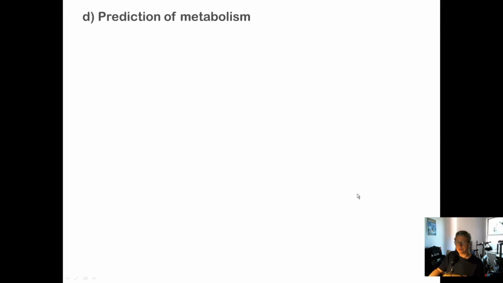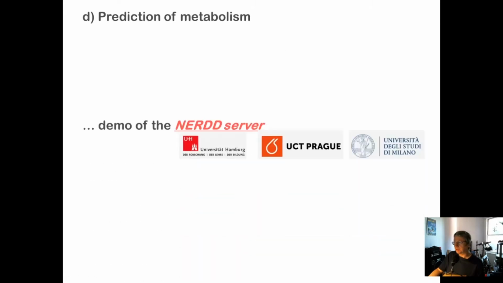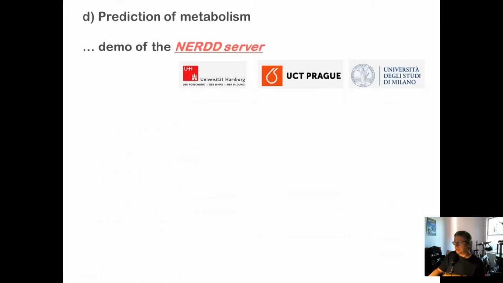Okay, so prediction of metabolism. Let's first do the NERD server. This is the URL. I checked it and it is working today. I think what happened was they had a power outage at the University of Hamburg, and it killed the power supply and caused some sort of computer hardware problems. Anyway, that's all fixed now, so this works.